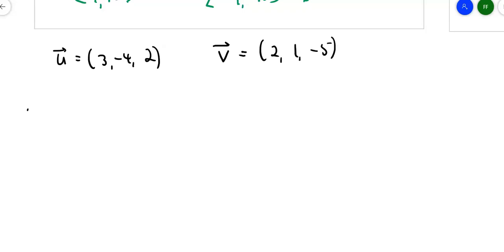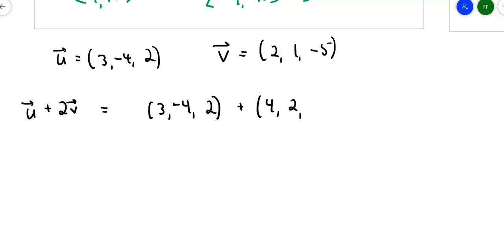Suppose I want to find u plus 2v. Right? What is that? That's the vector 3, negative 4, 2 added to 4, 2, negative 10. All right, so I'm going to double all the components in there. And what do I get?